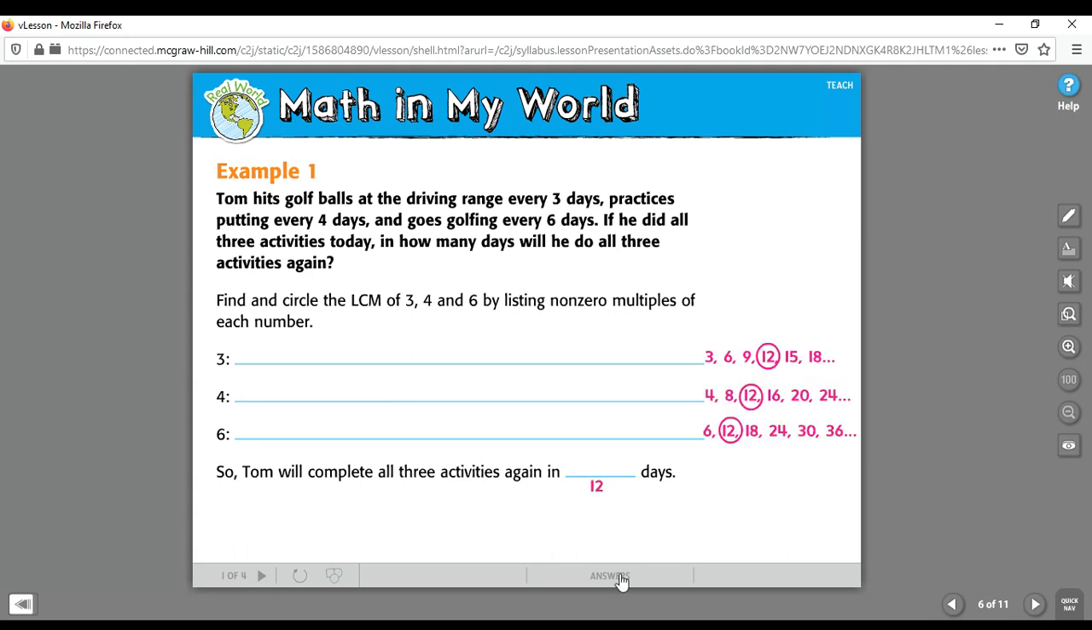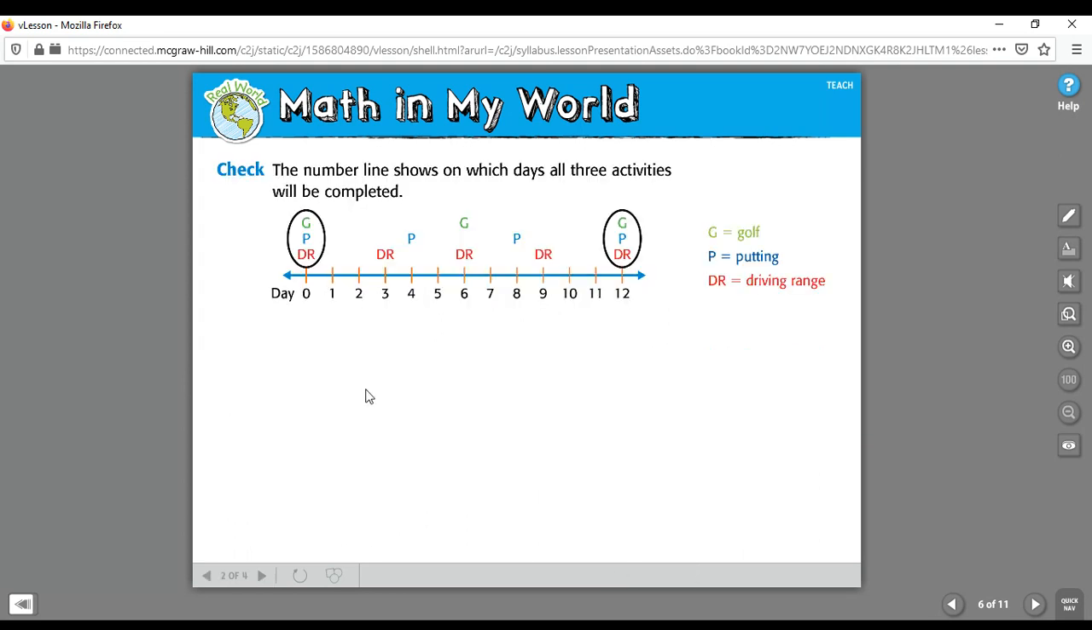Okay, and you'll notice that it's not the greatest one, because we'd be into infinities by then, but the smallest, the least common multiple, the one that's common among all 3 of these, is going to be the number 12. So Tom will complete all 3 activities again in 12 days. In order to check, the number line shows on which days all 3 activities will be completed.